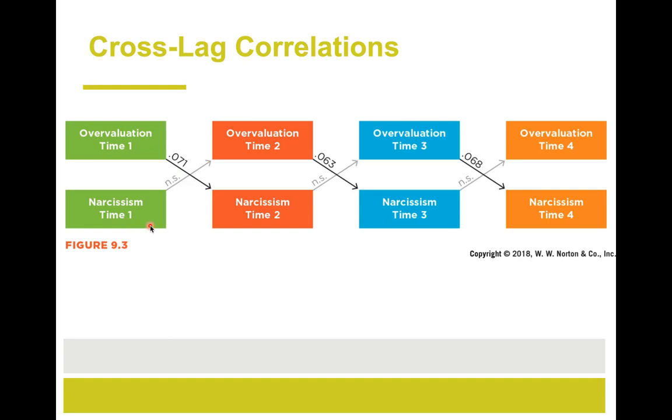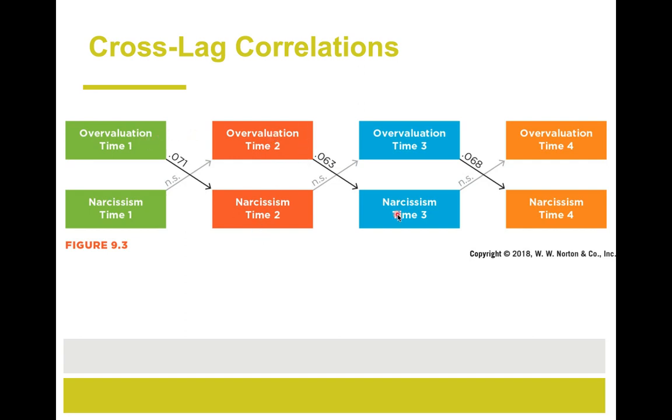And notice, just sort of interestingly, that narcissism is not predicting overvaluation, right? And that helps us with the directionality problem, right? Is A causing B or is B causing A? If you just have cross-sectional correlations at the same time point, you can't tell if A is causing B or B is causing A. But here we can tell that overvaluation is impacting future narcissism, and narcissism is not impacting future overvaluation.